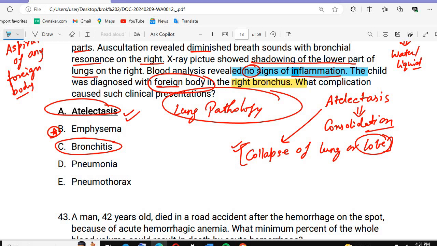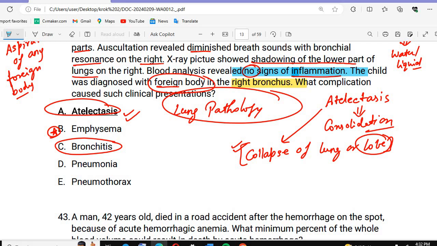Then we have pneumonia and pneumothorax. When they're talking about pneumonia, always remember, we discussed pneumonia in the previous classes, there will be a history of fever, but there is no such history here, and along with that the patient can have some homogeneous mass, or some mass will be given in the question.